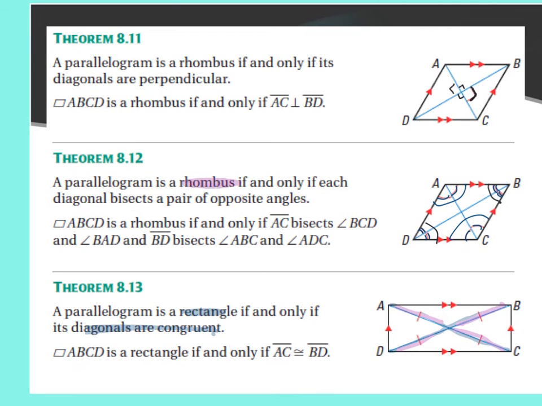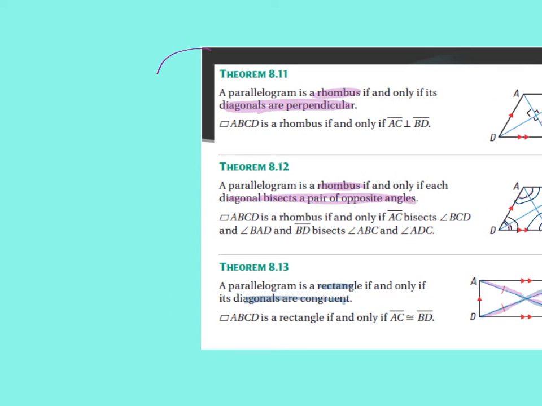So rhombus, diagonals bisect pairs of opposite angles. Rhombus, diagonals are perpendicular. Rectangle, diagonals are congruent. So what other shape does it make all this true for? A square. All of it. All true for a square.